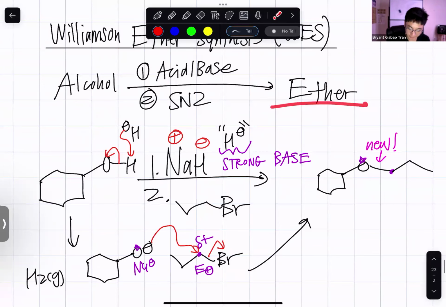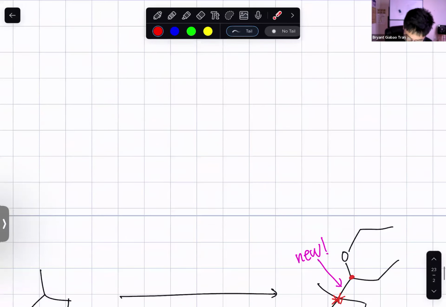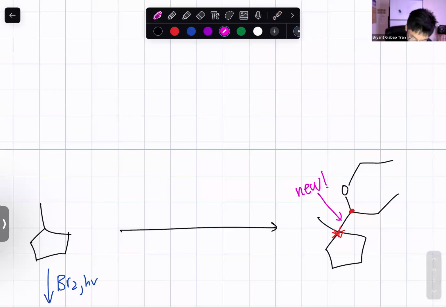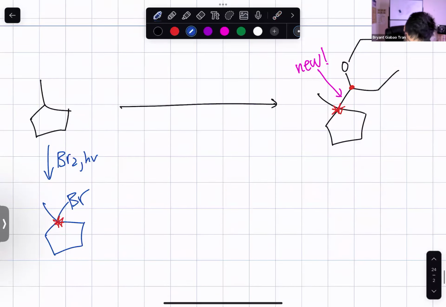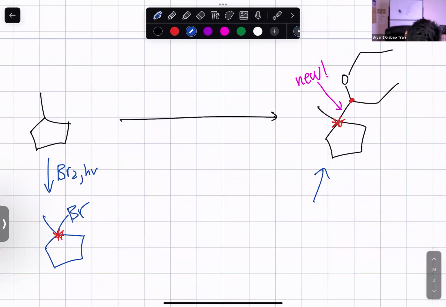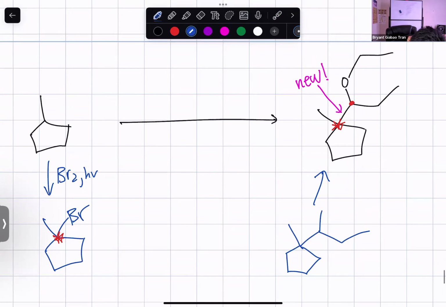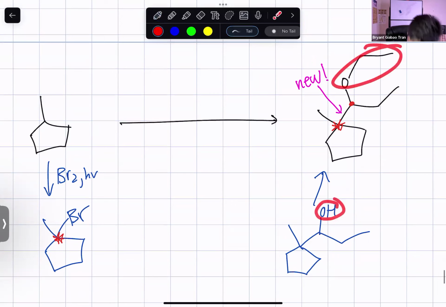Right, the product is an ether. What alcohol to ether, right? So this ether here will come from an alcohol. So let's go backwards. Going backwards here, say everything else stays the same. Right, where this alcohol here is now this ether here.